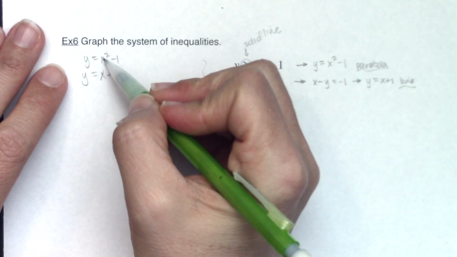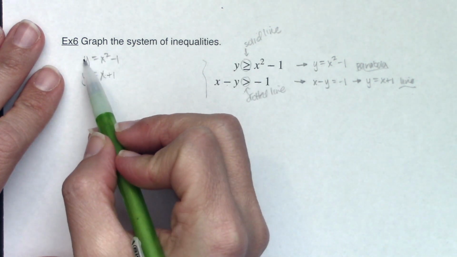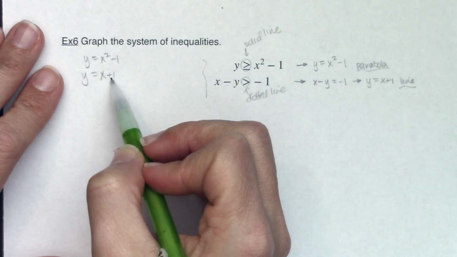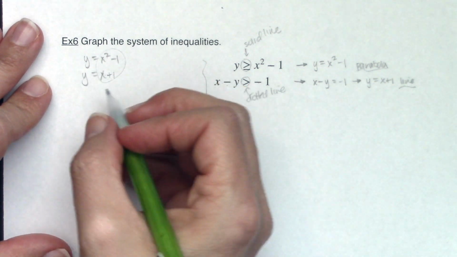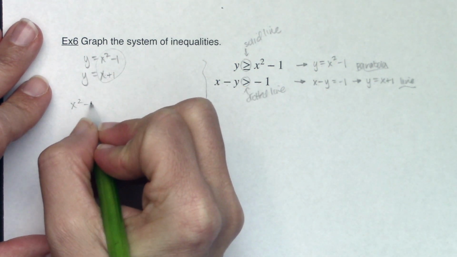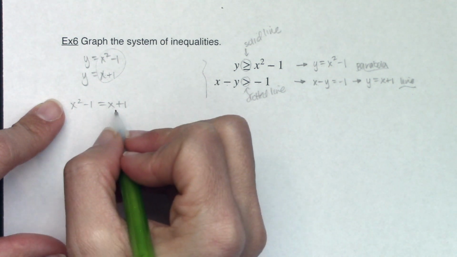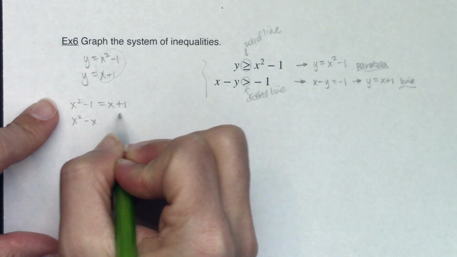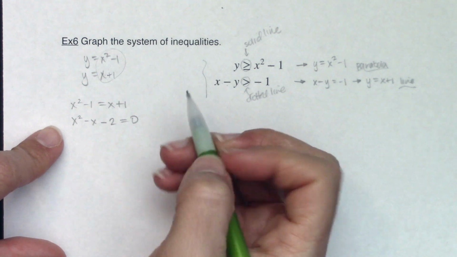If both of these things are equal to y, then they're also equal to each other. So if x squared minus 1 equals y and y equals x plus 1, x squared minus 1 must equal x plus 1. These have to also be equal because they're both equal to y. So if x squared minus 1 equals x plus 1, then I can set that quadratic equation to 0. So I'll have x squared minus x, and if I move the other one over, minus 2 equaling 0.